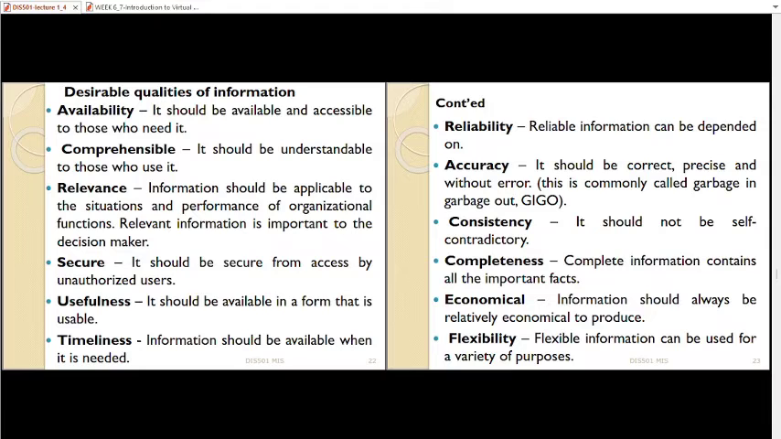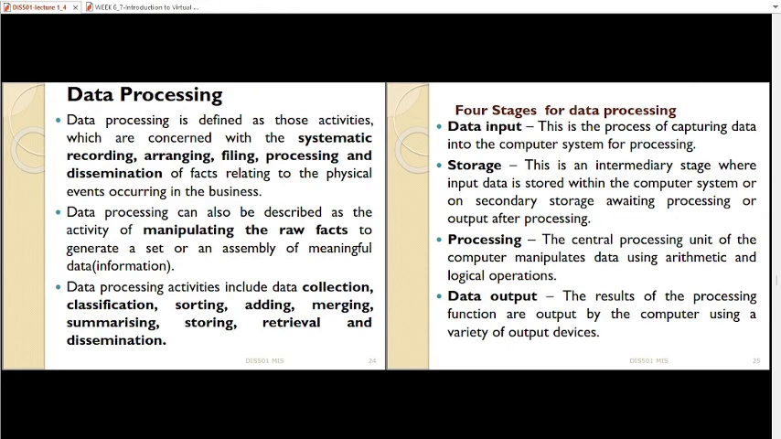There are many desirable characteristics also, based on the kind of organization that you are running. Information should be relied upon, should be accurate, should be consistent, complete, and economical. What we mean by economical is that the process you have gone through to get that information should not cost you a lot. That's why we're saying it should be economical, and also flexible.